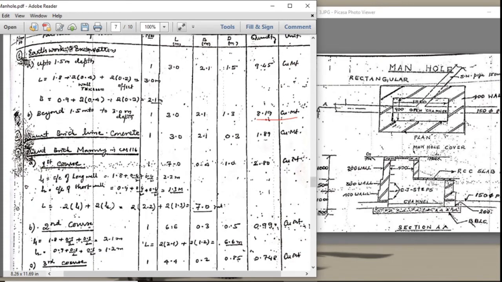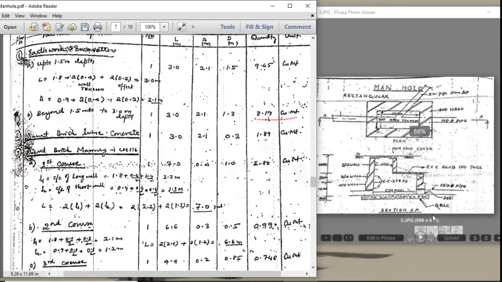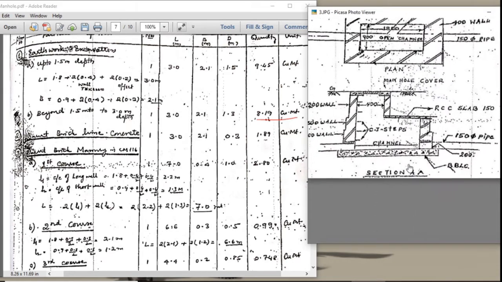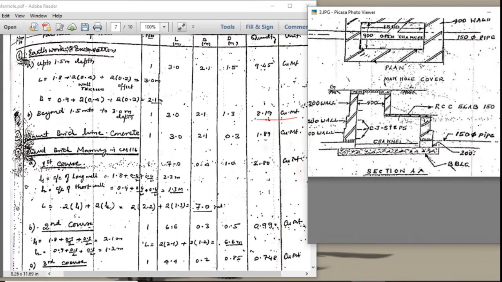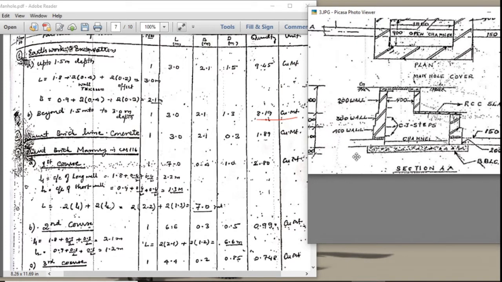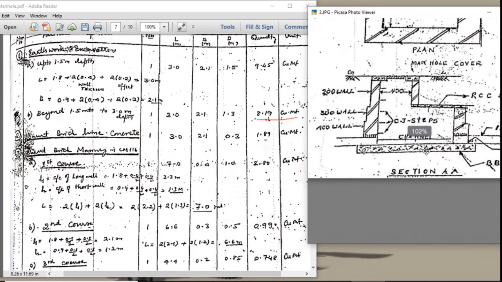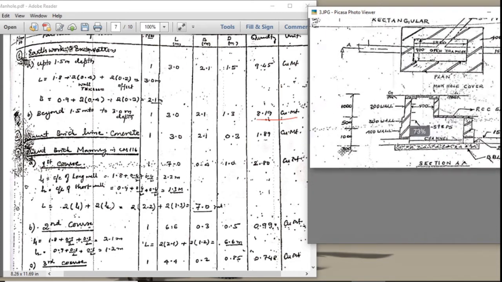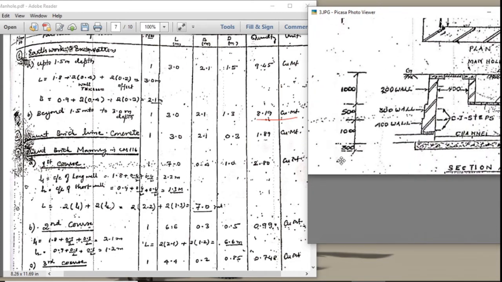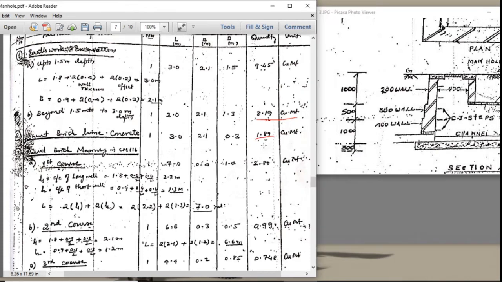Now we'll come to the bed concrete, burnt brick lime concrete. So quantity is 1. So length will be same 3. Breadth will be same as the excavation 2.1, and height or depth will be 0.3, 300 mm. Here you have seen they are given 300 mm, so 0.3. So multiply it, we'll get 1.989 cubic meter.